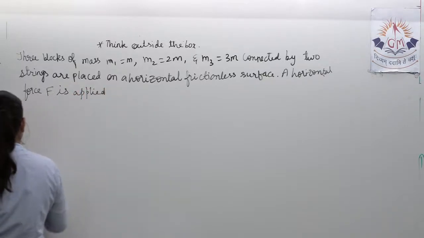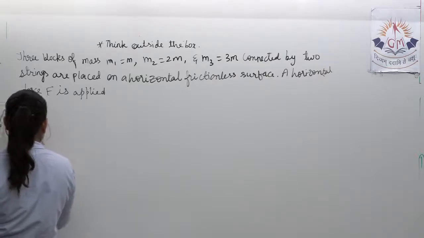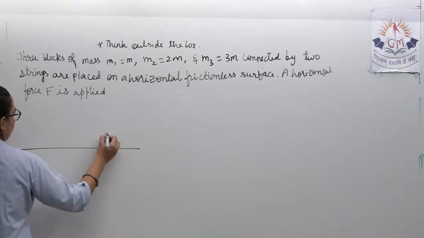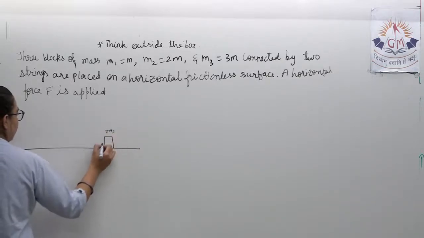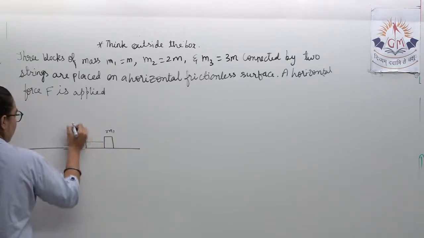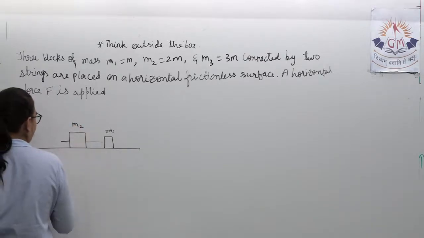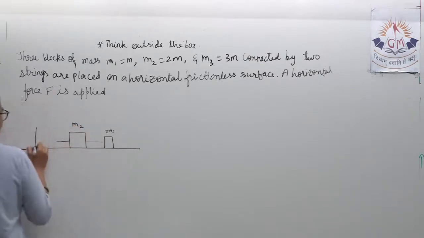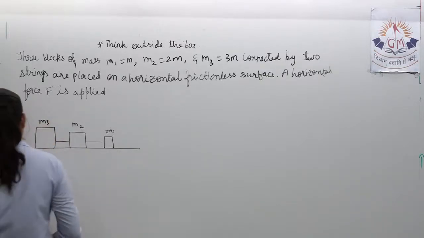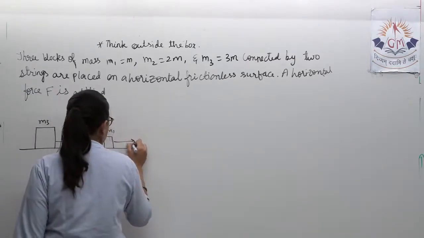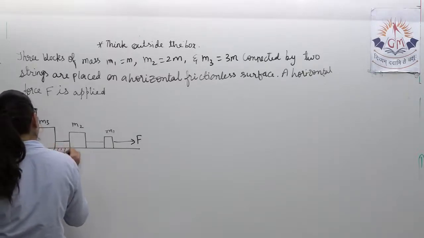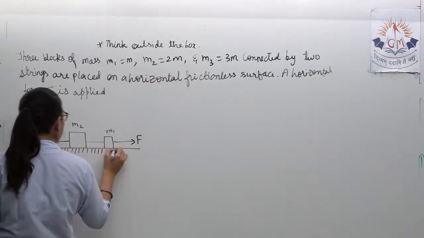And how is the diagram? It's over here. Over here there is an object which has mass m. This is m1. Next is m2, and the third one is m3. Force is applied in this direction. This is the surface, which is a frictionless surface.